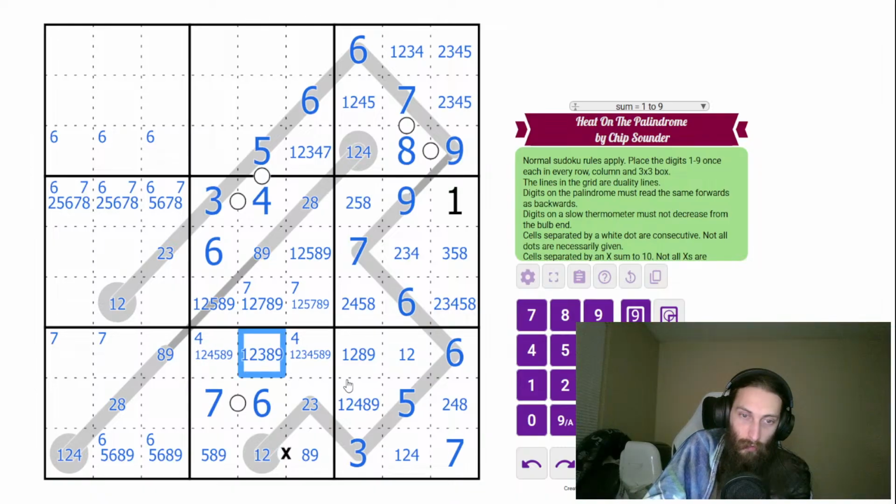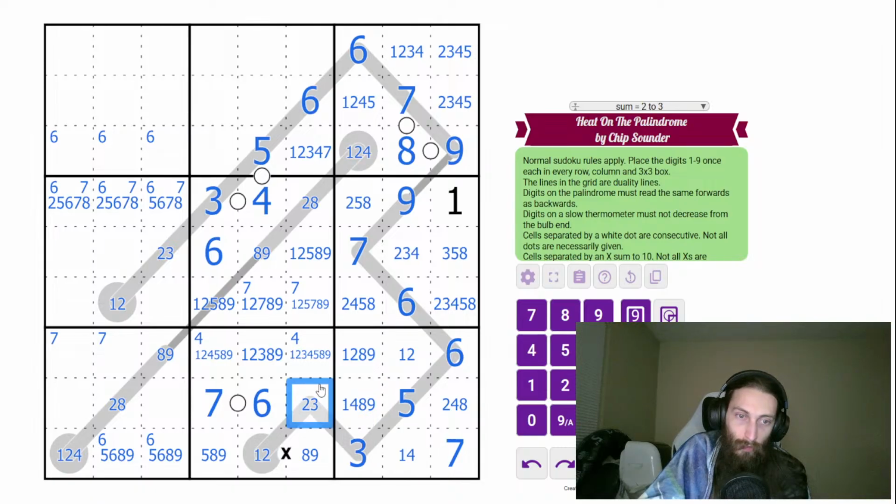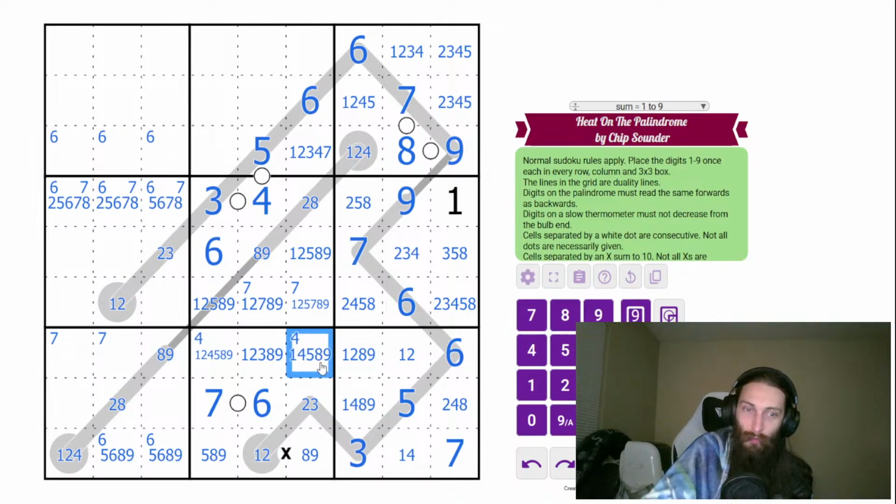What am I missing? Well, this 3 takes 2 out of both of these. That seems relevant. A 2, 3 means this cannot be 2 or 3.